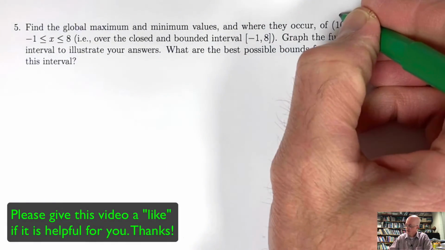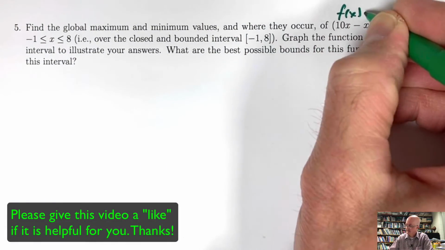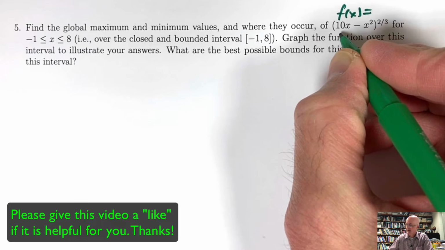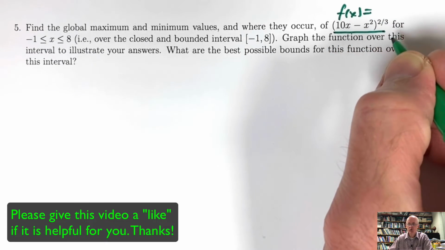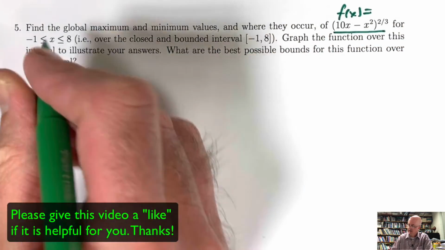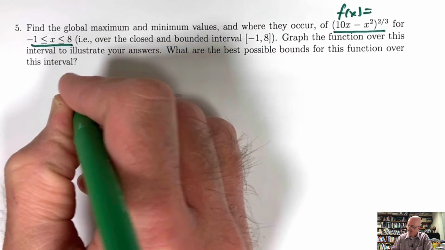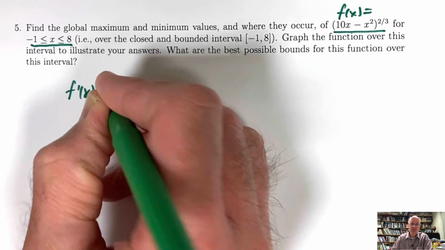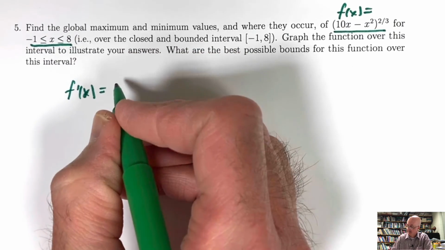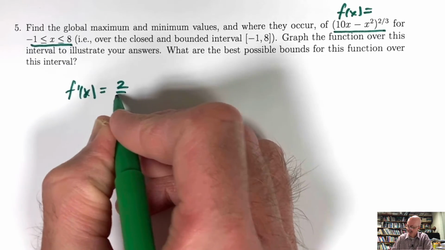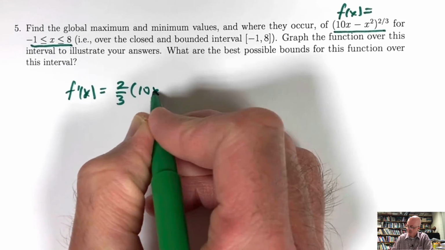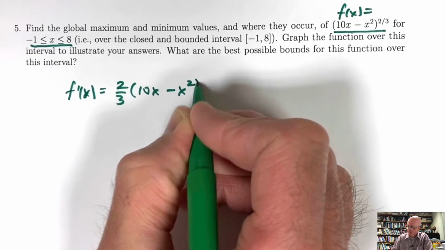I forgot to give the function name here. The function is f of x equals the quantity 10x minus x squared all to the 2/3 power. The interval is the closed and bounded interval from negative 1 to 8. 2/3 power. I wonder what, if anything, funny might happen with this. The answer is yes. There is a critical point where the derivative is undefined.